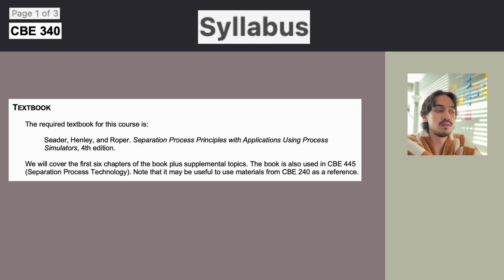The textbook required for this course is Seader, Henley, and Roper, Separation Process Principles with Applications Using Process Simulators, 4th edition. We will cover the first 6 chapters of the book, plus supplementary topics. This book is also used in CBE 445, Separation Process Technology. Note that it may be useful to use materials from CBE 240 as a reference.